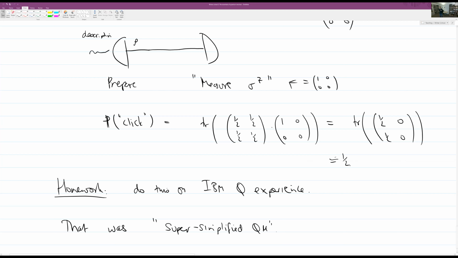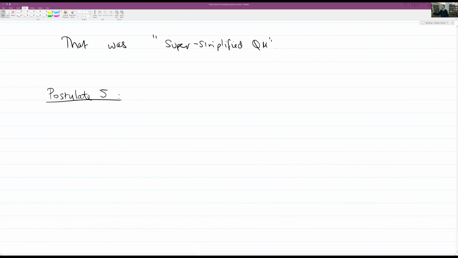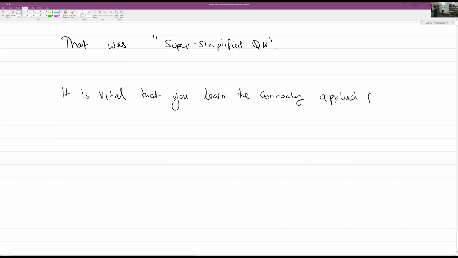And so what you need to do as a working quantum computer theorist is build up a dictionary of commonly applied preparations and measurements. So this is vital. There are a list of really commonly applied preparations and measurements that people use in practice. Now, I'll write out a couple of them. Basically, we're going to learn them sort of on the job as we go by in these lectures.